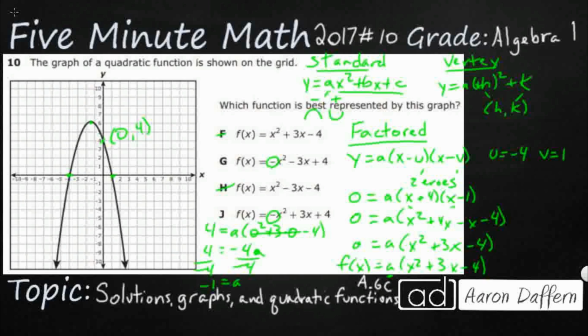a equals -1. So then I could just take this a right here and say that's going to be -1. We wouldn't leave a -1 out there. What we would do is distribute that to everything. And so we're going to get our f of x equals -x squared minus 3x plus 4 as we distribute that -1 out, and our answer is G.